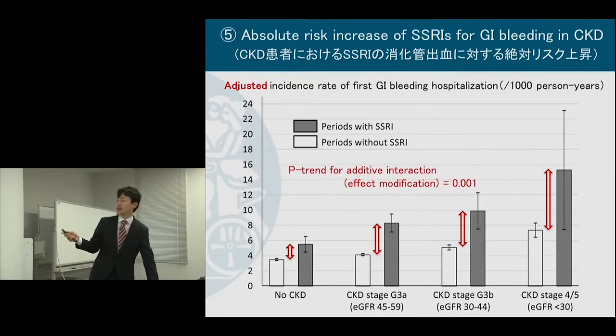And then I tested. This test for interaction or effect modification can be done in Stata, just by putting a sharp mark in the Stata model, and this was significant. So now I can confidently say that the absolute risk is increased according to the level of kidney function, even after adjusting for confounding factors.